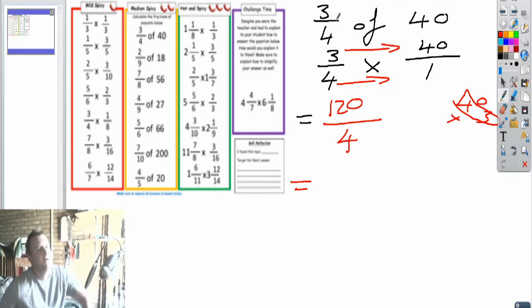3/4 of 40. What that means is that the actual answer is going to be a smaller amount, because if you're thinking about half of 40, it's 20, isn't it? So 3/4 is going to be about 30, isn't it? But we're going to do it properly.